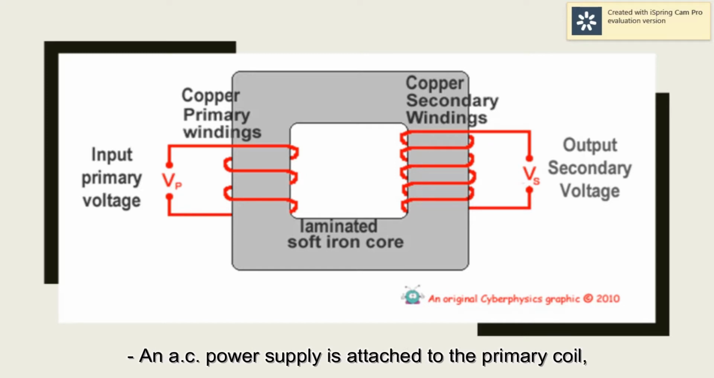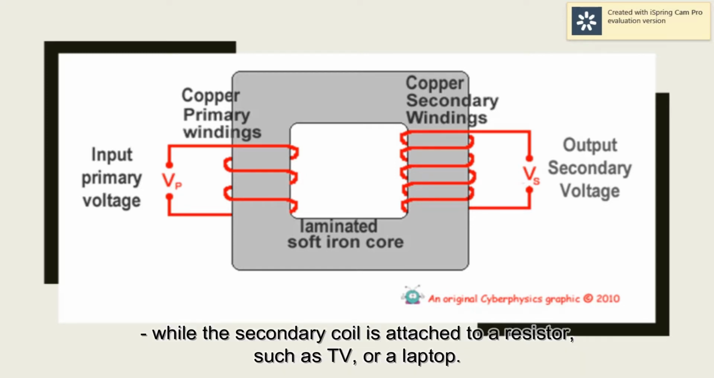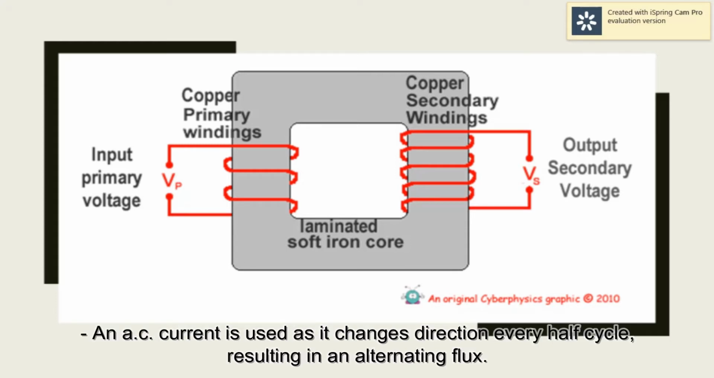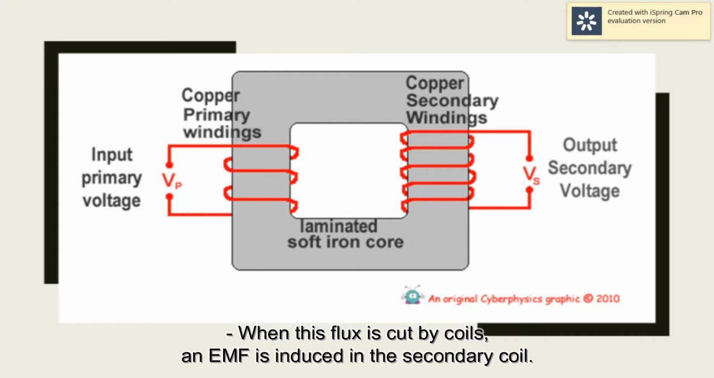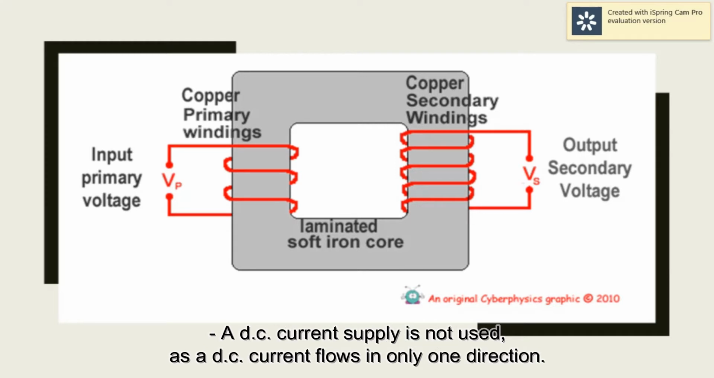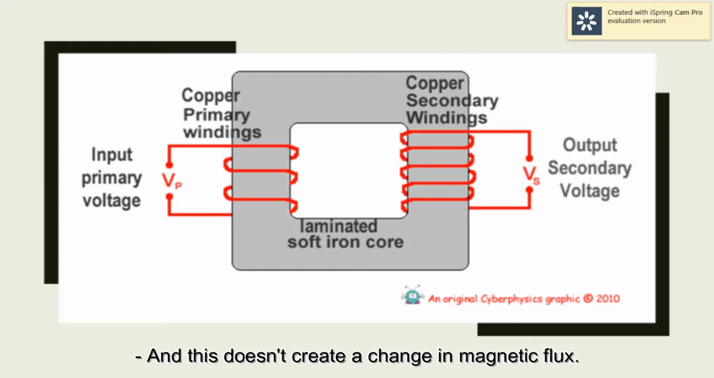An AC power supply is attached to the primary coil, while the secondary coil is attached to a resistor, such as a TV or a laptop. An AC current is used as it changes direction every half cycle, resulting in an alternating flux. When this flux is cut by coils, an EMF is induced in the secondary coil. A DC current supply is not used as the DC current flows in only one direction, and this doesn't create a change in magnetic flux. As a result, an EMF is unable to be induced.